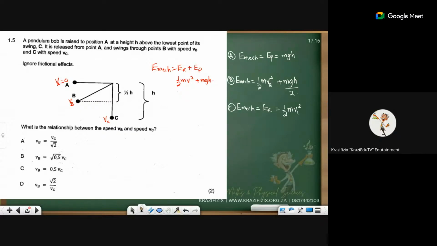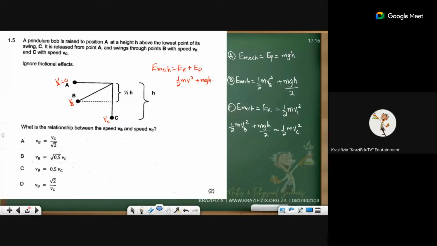Now we need to map all of this together. The examiner wants a relationship between B and C. So let's put B and C together. We have half mvb squared plus mgh over 2 equals half mvc squared. Do we agree? Here's the trick. I need to remove every other thing. The g and the h must disappear. The m's are definitely going to cancel, because it's half m, half m, half m.